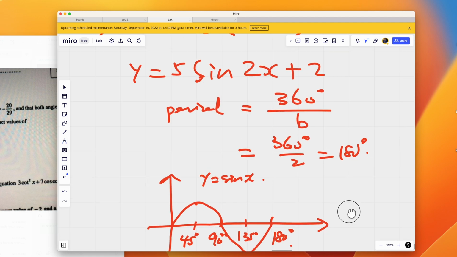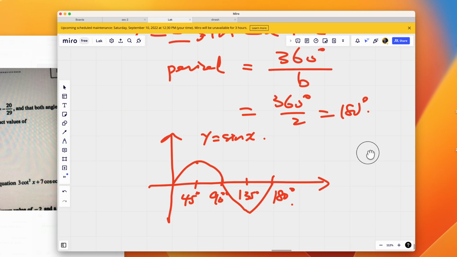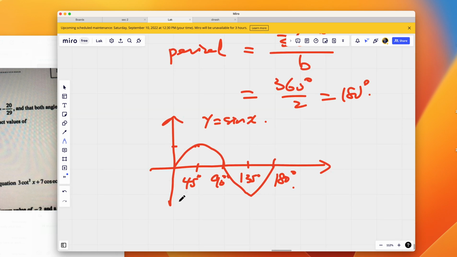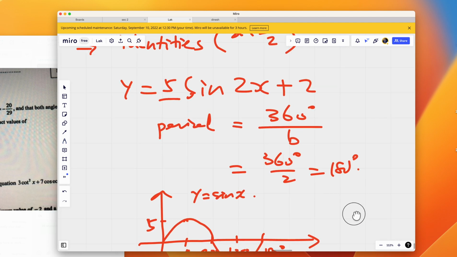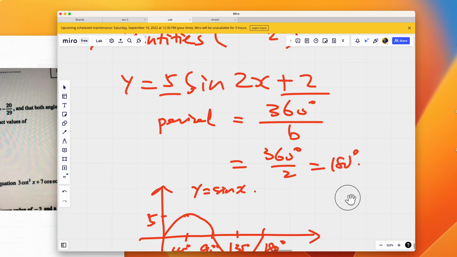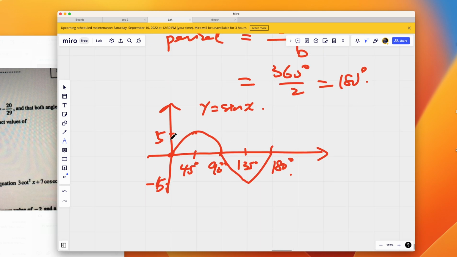Then the 5. Initially here is 1, here initially is minus 1, so you times 5: 5 and minus 5. Done. Now you only need to take care of the plus 2. So this one will go to 7, this one goes to 2, this one goes to minus 3, then this one goes to 2. So the final one is this.